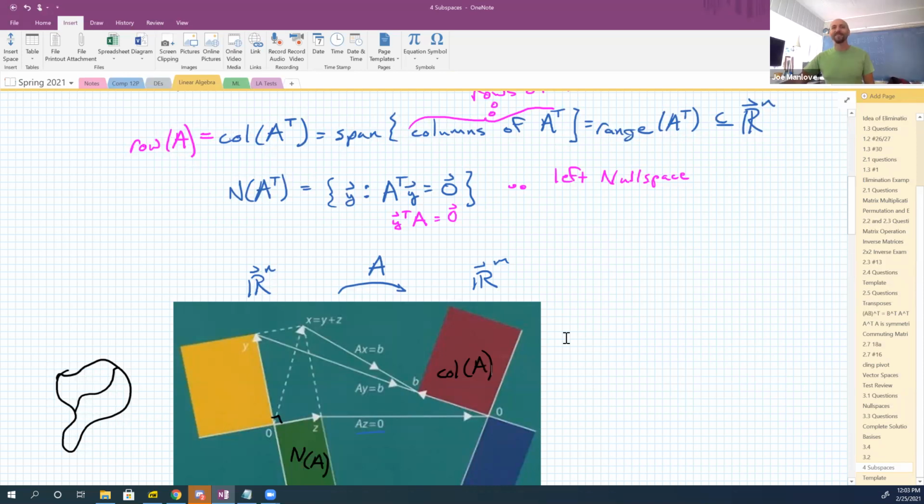What was the red one? The red one was the column space of A, right? So the size of the red one, this size here, the dimension of the column space of A, is the rank of A, right? You guys with me on that? The rank of A is the number of linearly independent columns, right?